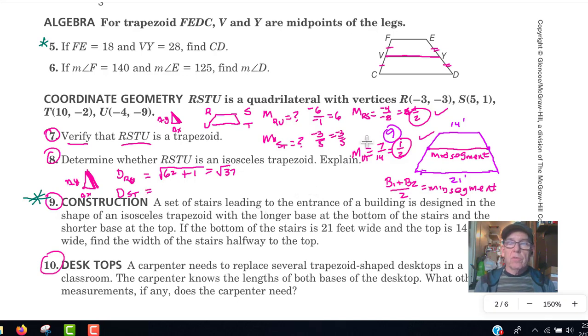Let's find the distance from S to T. From negative 2 to 1 is a distance of 3. It's going to give us 3 squared. And then for the x part of that, we're going from 5 to 10. That's the distance of 5, which is 25 when we square it. So out of this, we get a square root of 34. So it's not isosceles because these two distances are not the same.